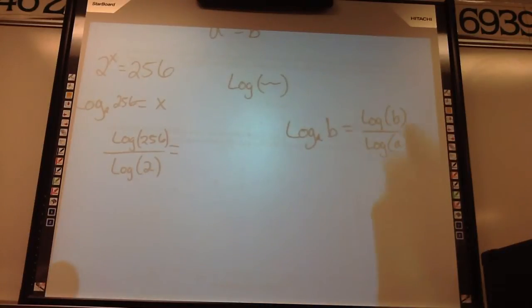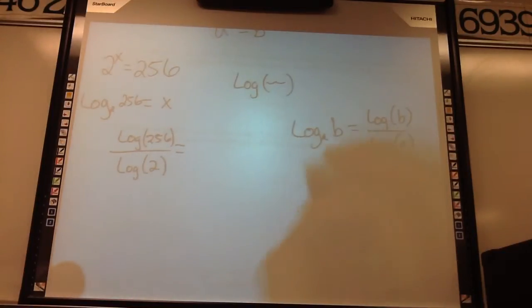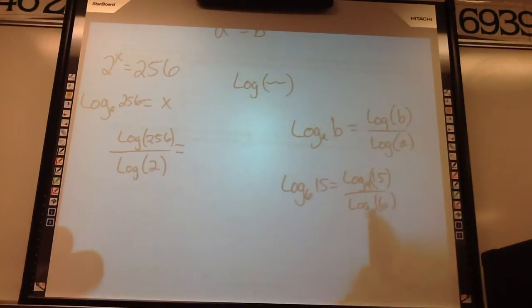And you can change the base to anything you want when you do this. So like if you have log base 6 of 15, you could change that if you wanted to. I don't know why you want to, but you could. Pick a number. 4. You could change that to log base 4 of 15 divided by log base 4 of 6.